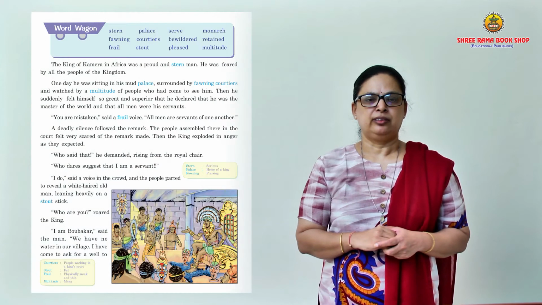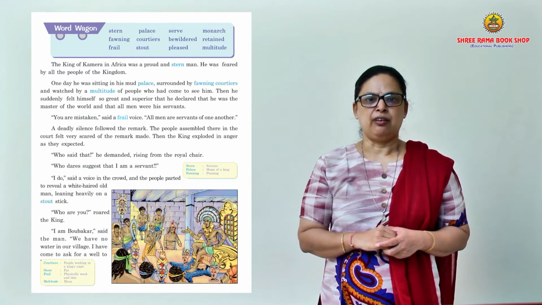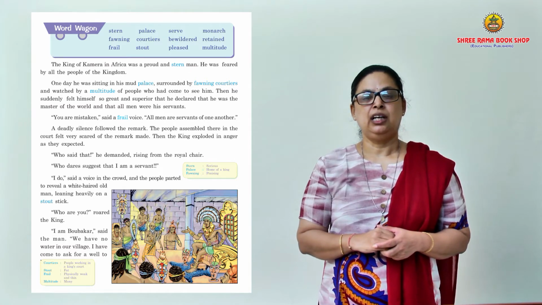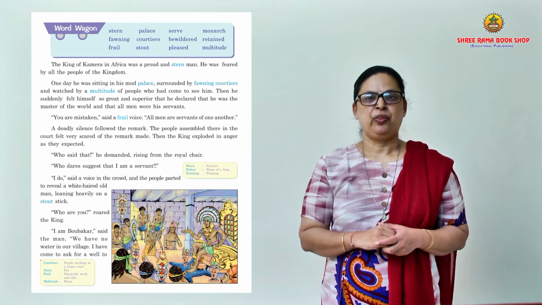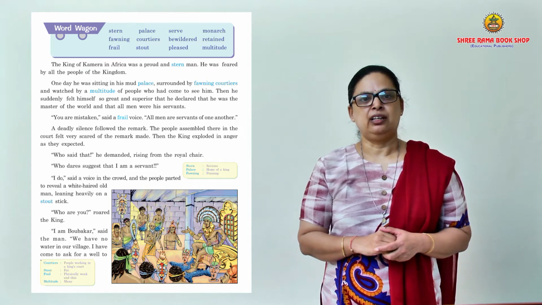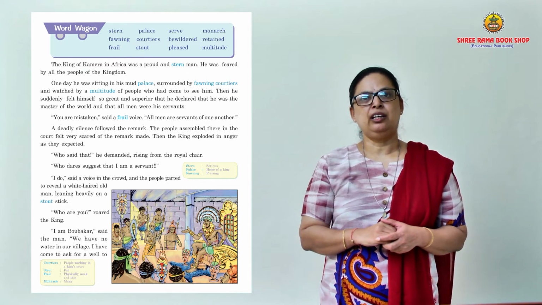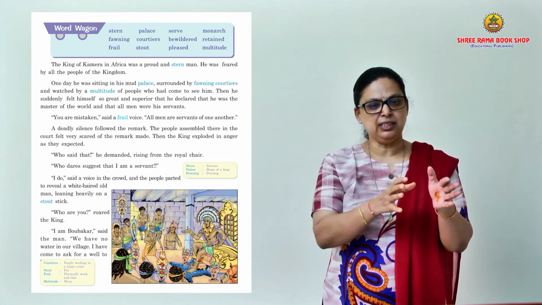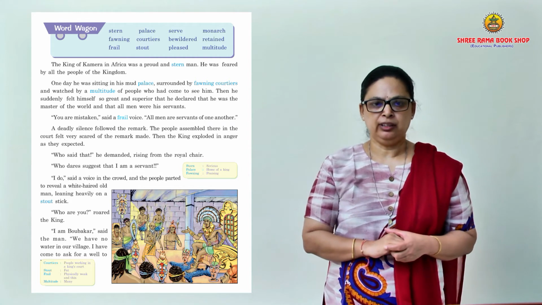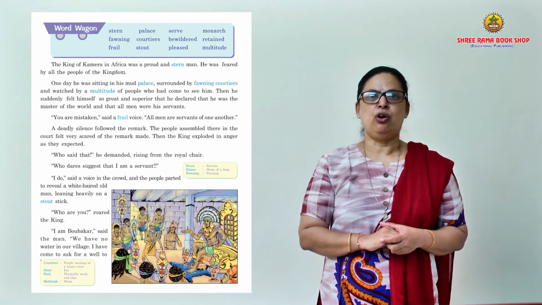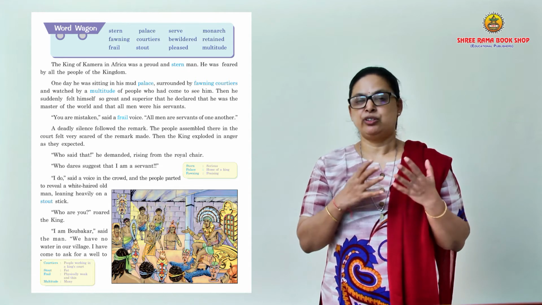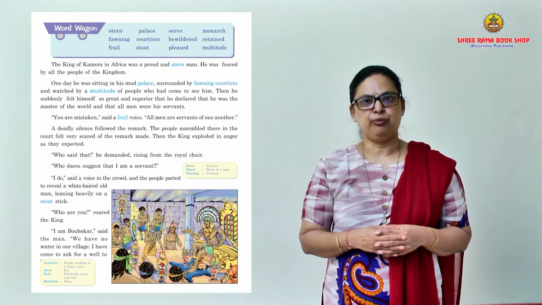Now let's begin. The king of Kamira in Africa was a proud and stern man. What is this word stern? He was very strict. So where is the story happening? It is happening in the continent of Africa. The name of the king of Kamira means the kingdom's name was Kamira. He was feared by all the people of the kingdom. Because he was a king and he was very strict, people will be afraid of him, right?